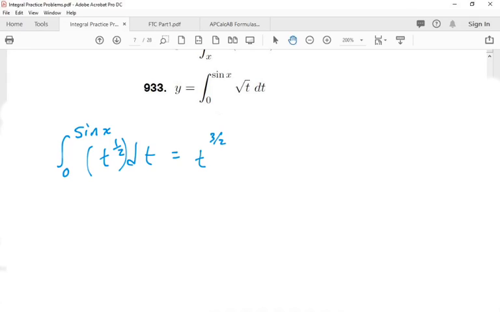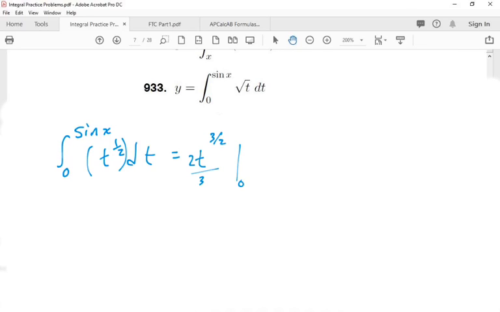And then I have to divide by 3/2, but you start getting fast at this. If I divide by 3/2, that's the same as multiplying by the reciprocal. And what's the reciprocal of 3/2? 2/3. So I'm going to get 2t to the 3/2 divided by 3. All right, and then don't forget your lower and upper limits.